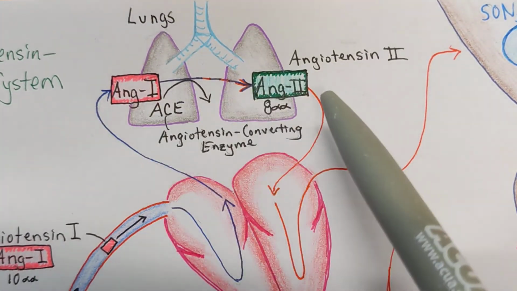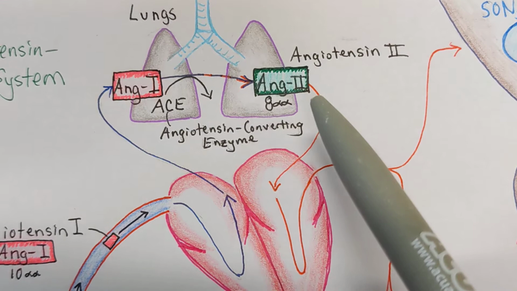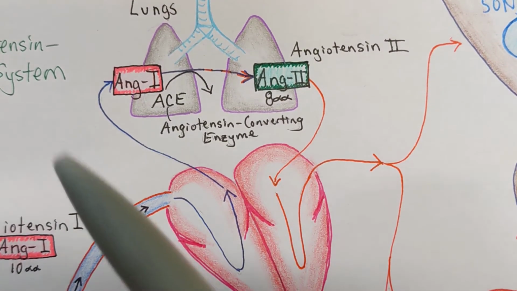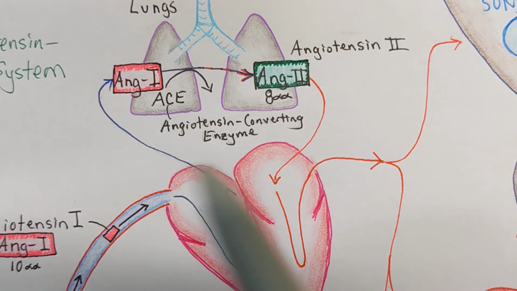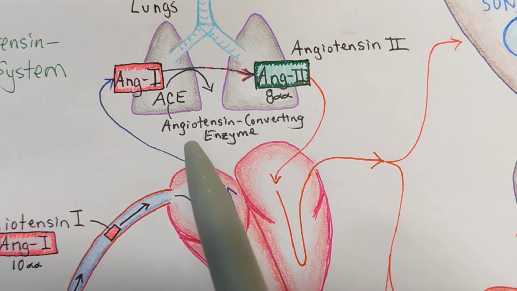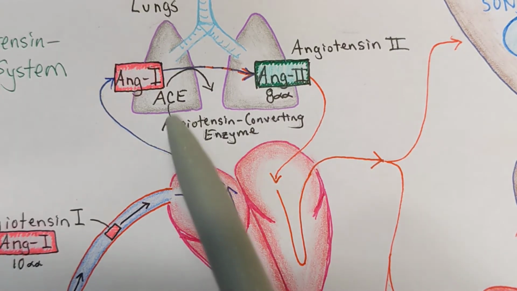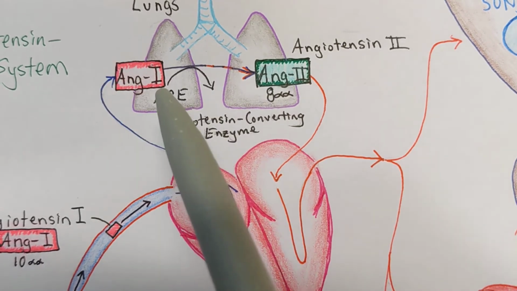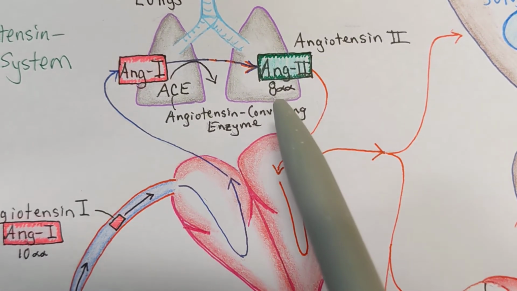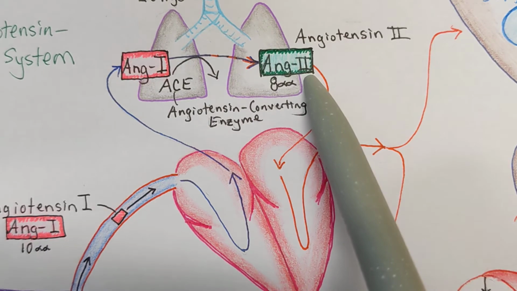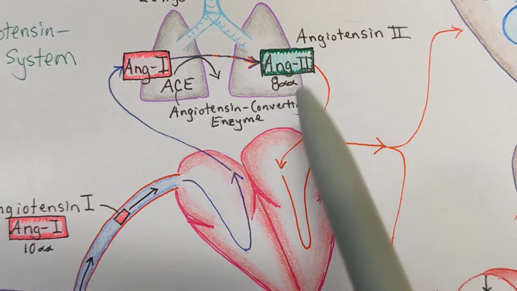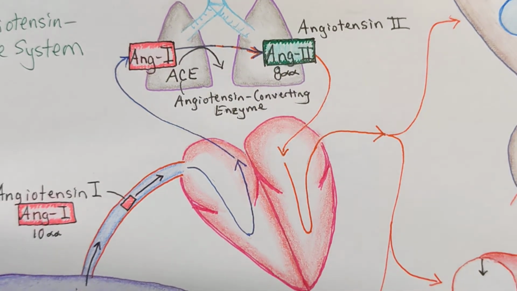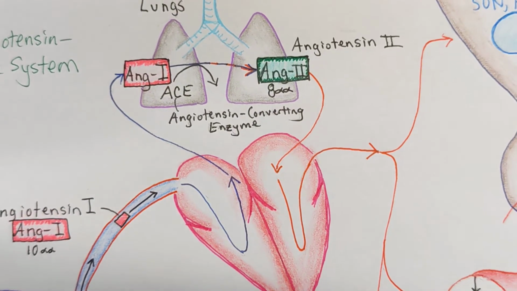While it is passing through the lungs, angiotensin I encounters an enzyme in the lungs called angiotensin converting enzyme, or ACE. ACE is going to cleave off 2 of the 10 amino acids in angiotensin I, leaving us with a peptide called angiotensin II. Now, angiotensin II is its own hormone and has receptors throughout the body.